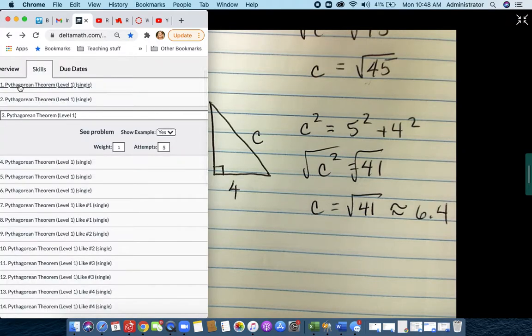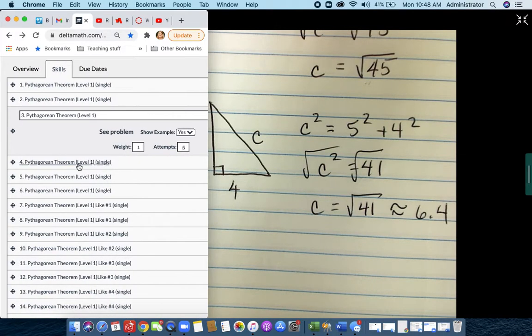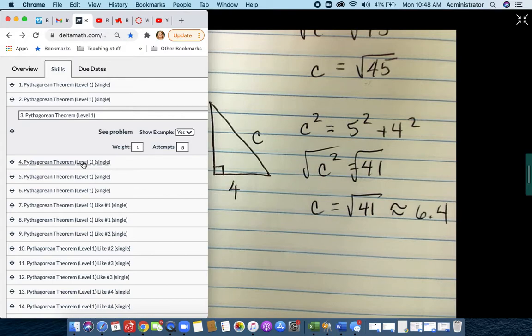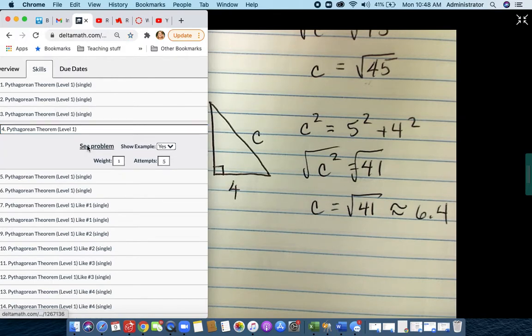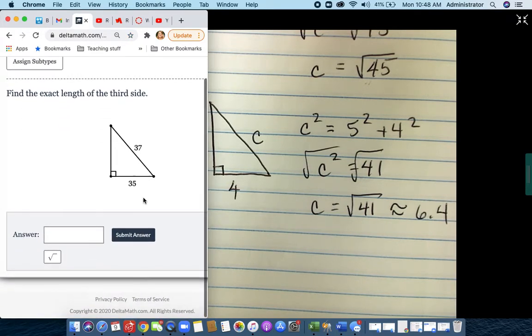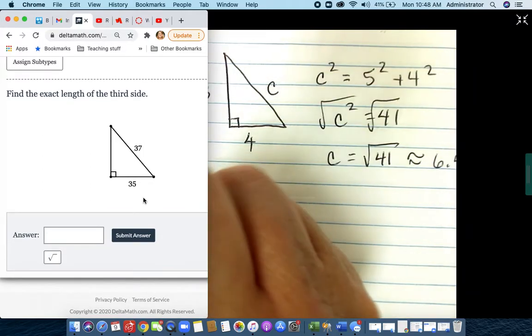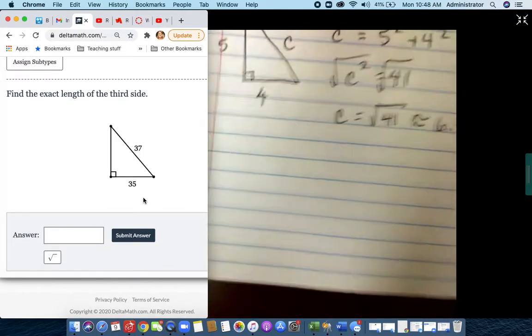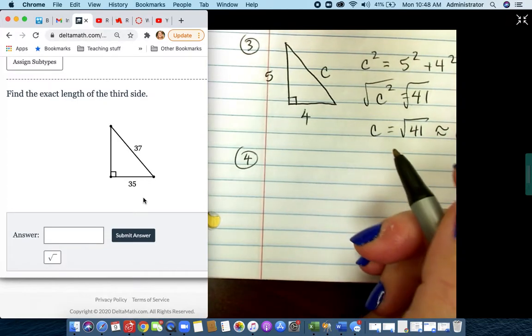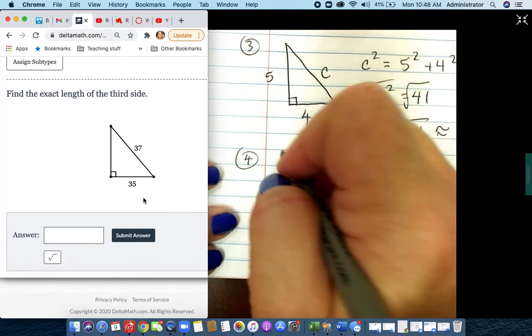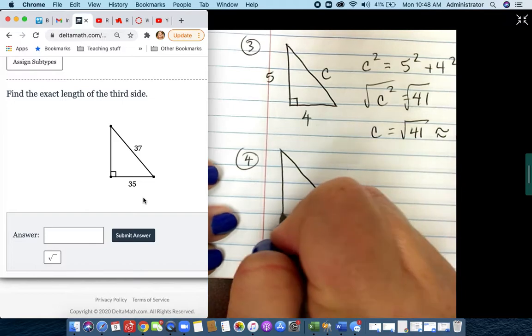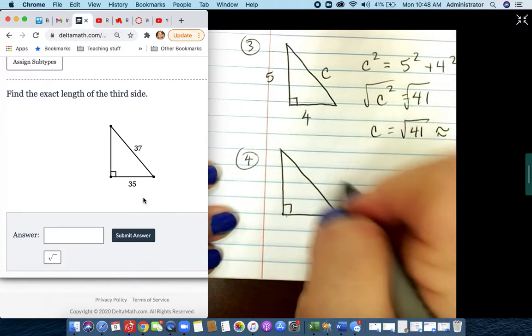So next, those 3 problems are on finding the hypotenuse. Now I'm going to switch gears, and for 4, 5, and 6, we are going to be finding the length of a leg. This is number 4. Remember I said I'll do 4, 5, and 6, and then you'll practice 2 of each. But you'll know exactly which problems to go back and look at.